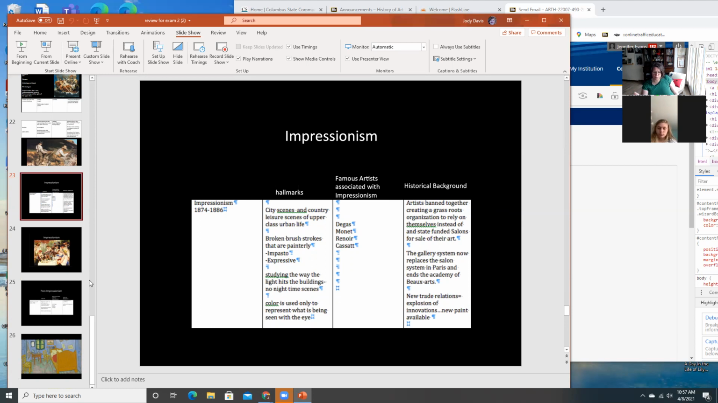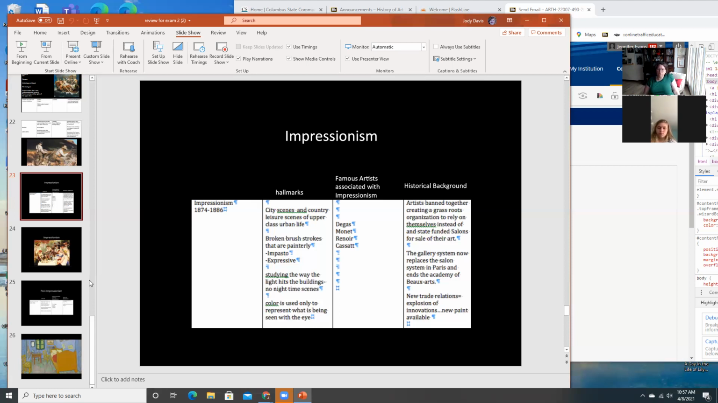They don't use black because they know that all color absorbs other colors. So when a color is dark, it means that it's absorbed lots of color. When a color is light, it means that it has absorbed less color. Now, different color theories will tell you different things, but that's what the Impressionists thought.